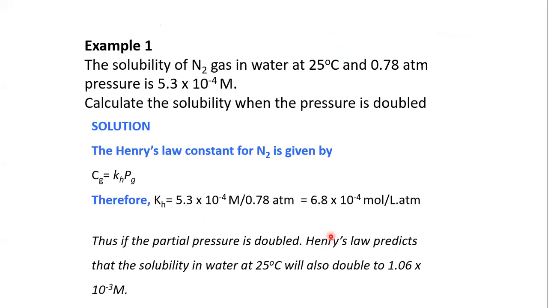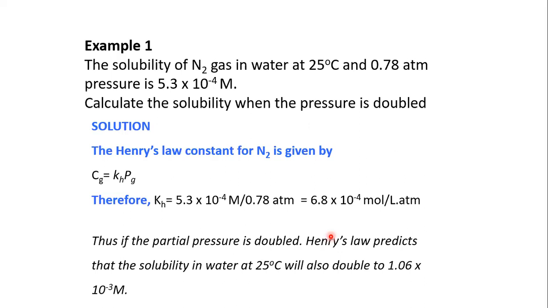Now let's apply Henry's law in calculation. Here we're going to look at the solubility of N2 gas in water. The solubility of N2 gas, that's nitrogen gas, in water at 25 degrees Celsius and 0.78 atmosphere pressure is 5.3 times 10 raised to power minus 4 mole per dm cube. Calculate the solubility when the pressure is doubled.